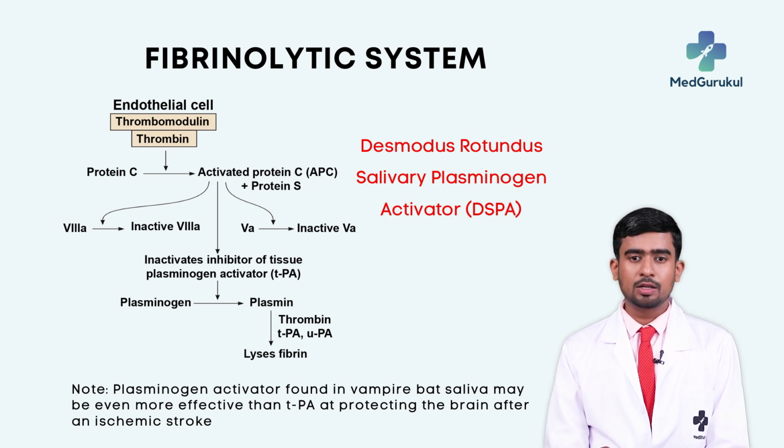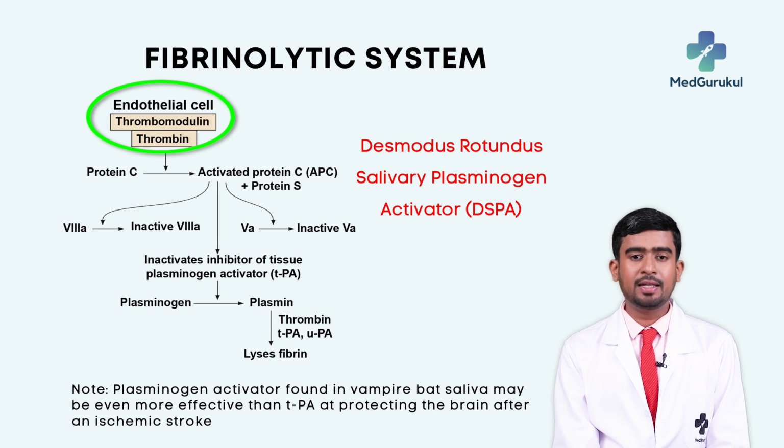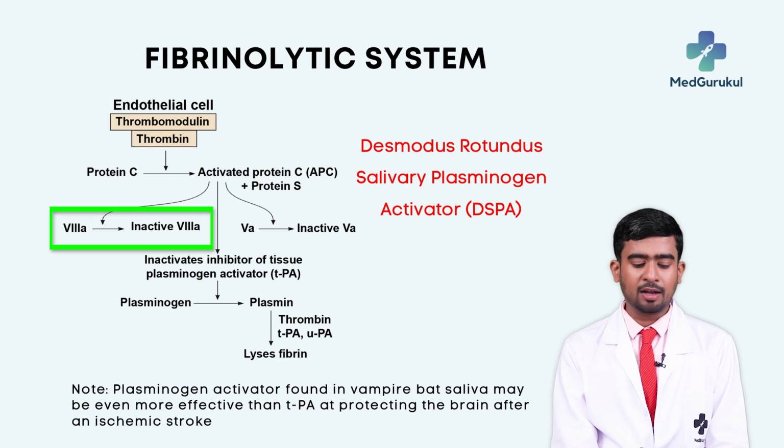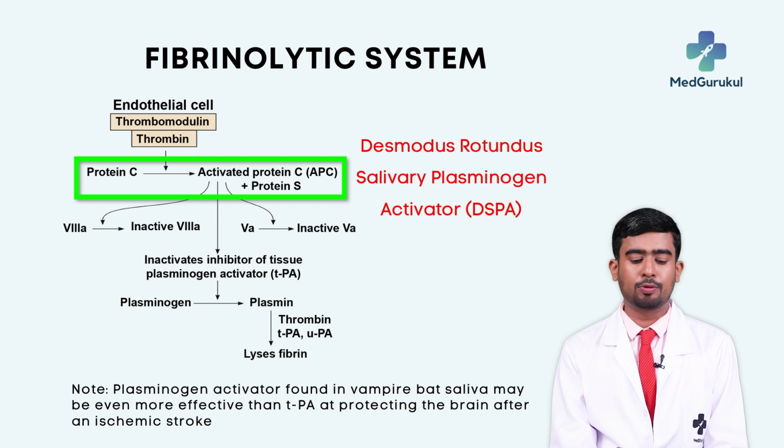As we discussed, along with the activation of clotting, as thrombin is getting activated and fibrin is getting formed, simultaneously the fibrinolytic pathway is also getting activated. You can see the endothelial cells, which have thrombomodulin, binding the thrombin, and the thrombin will activate protein C to activated protein C. The activated protein C along with protein S will inactivate factor 8, and also factor 5. These are the two functions of protein C.